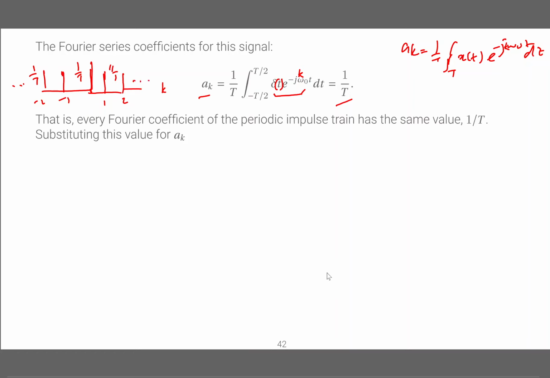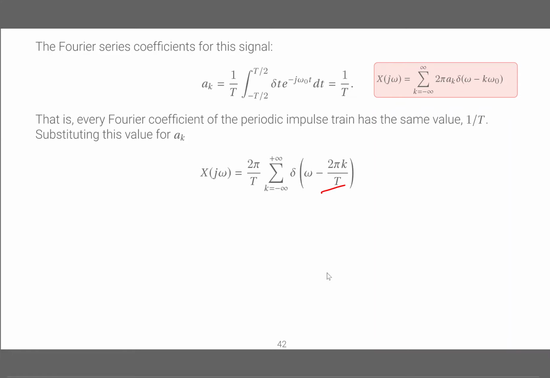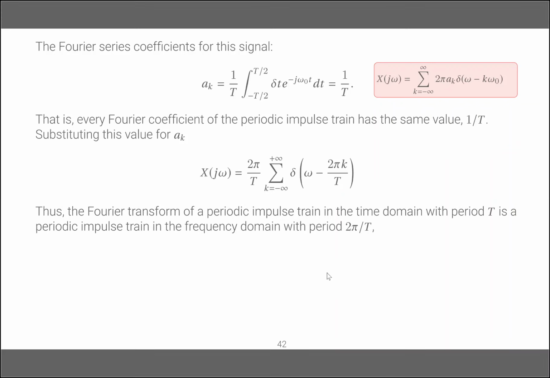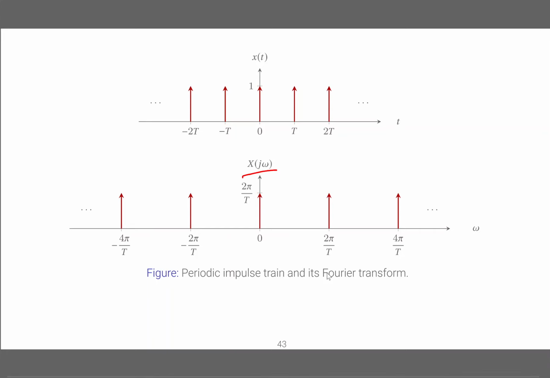So how do you obtain the Fourier transform? By multiplying each of these by 2π, meaning 1/T multiplied by 2π, and locating impulses at ω - kω₀. Okay, so you have this form. For ω₀ we have put 2π/T, and there you go. Thus, the Fourier transform of a periodic impulse train in the time domain with period T is a periodic impulse train in the frequency domain with period 2π/T. That's the time domain signal, and this is the Fourier transform at these frequencies. The height is 2π/T.